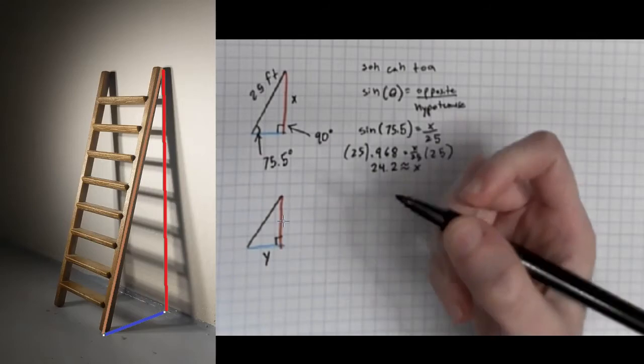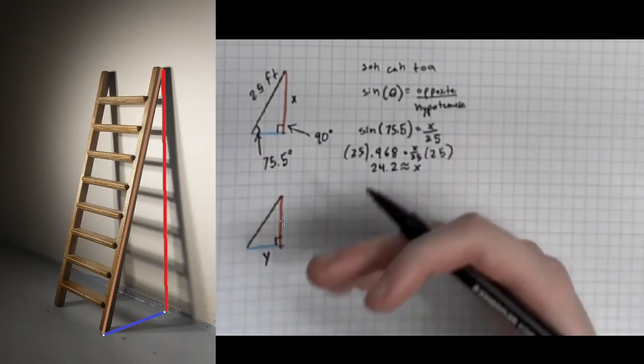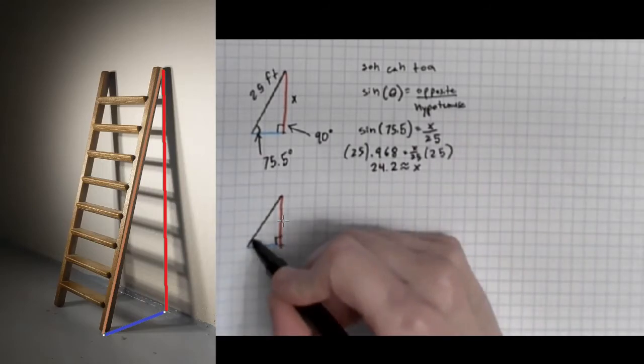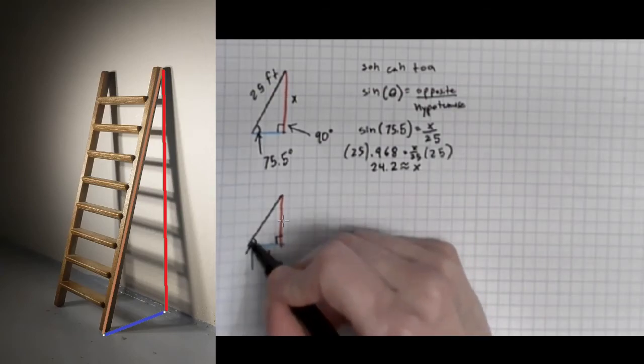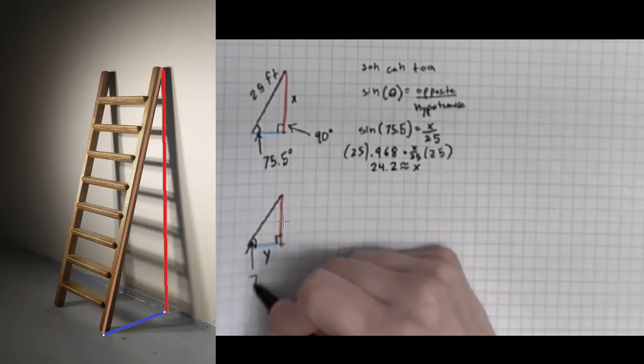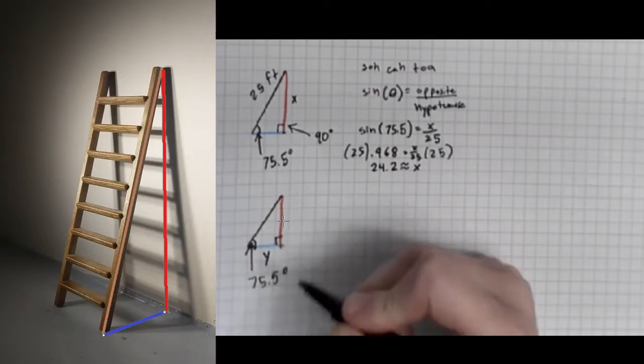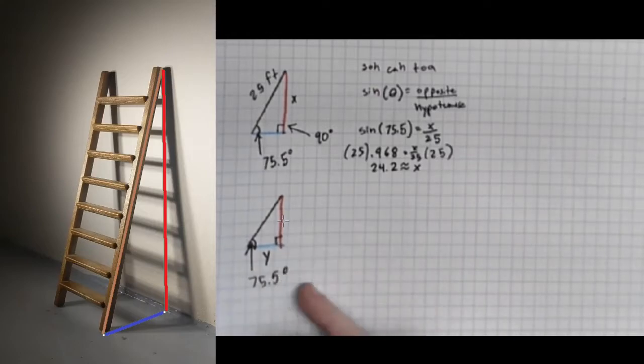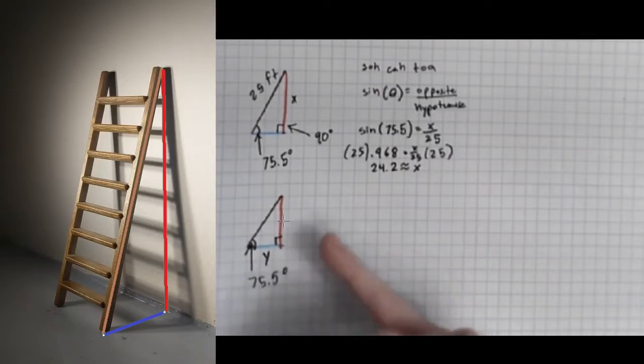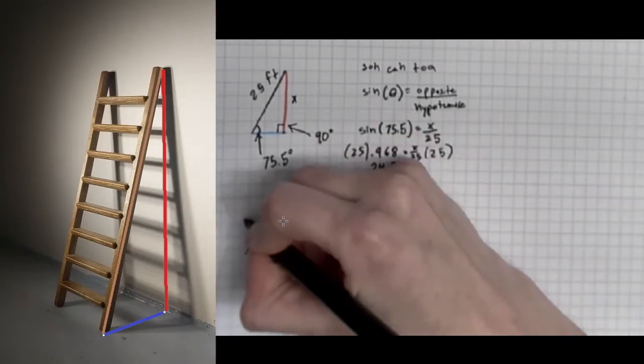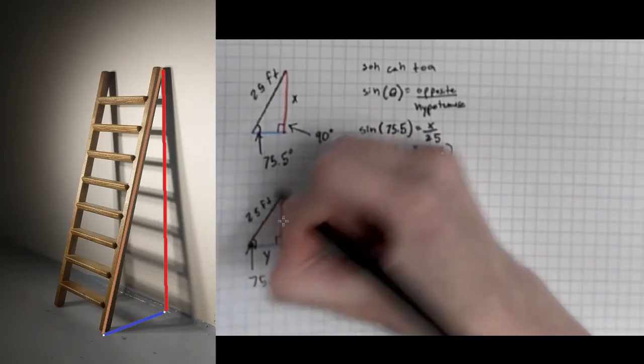So we can put y there. But since we still know it's OSHA standards, we do know that this will be 75.5 degrees when we're done manipulating the triangle, when we're manipulating the placement of the ladder. And since it's the same ladder, it'll also be 25 feet.